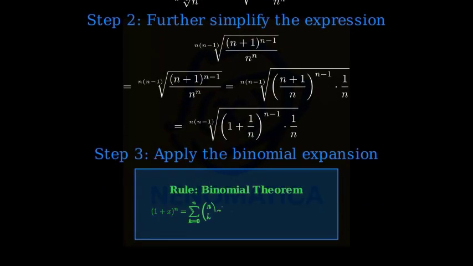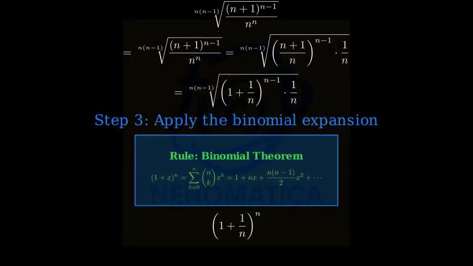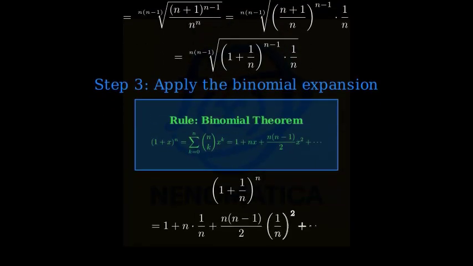The binomial expansion allows us to expand expressions of the form 1 plus x raised to the power n. We'll actually look at 1 plus 1 over n raised to the power n, which is slightly different from what's in our expression, but we'll make use of it. When we expand this using the binomial theorem, we get a series of terms.